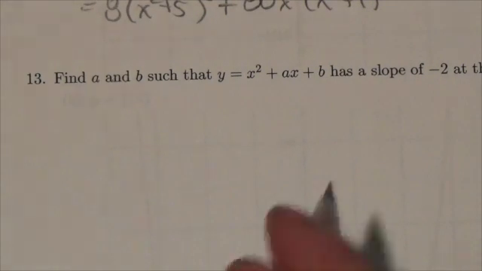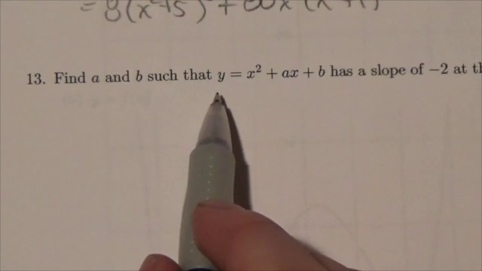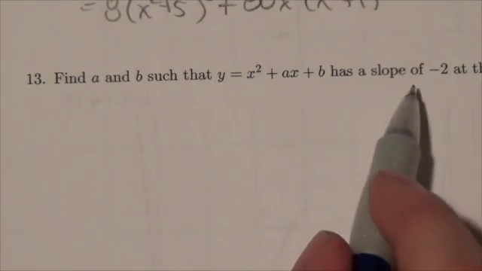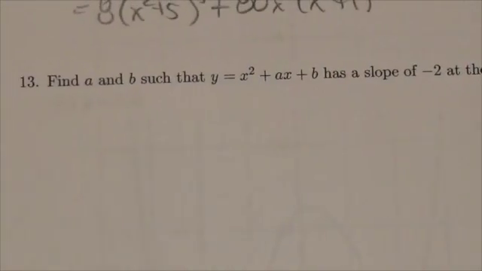All right, hi everybody. This is the Math 31 derivatives review. This is question 13. Find a and b such that y equals x squared plus ax plus b has a slope of negative 2 at the point 0, 2. This is an interesting question.